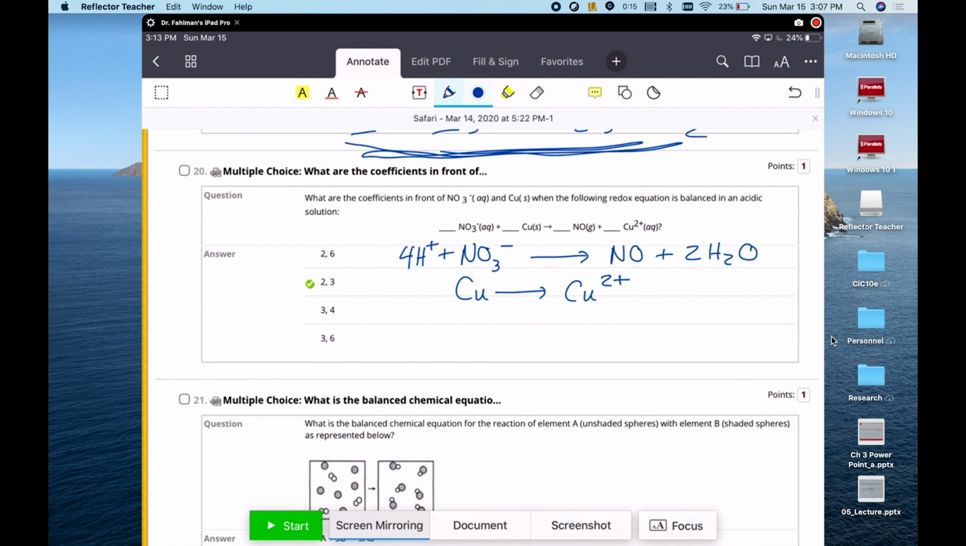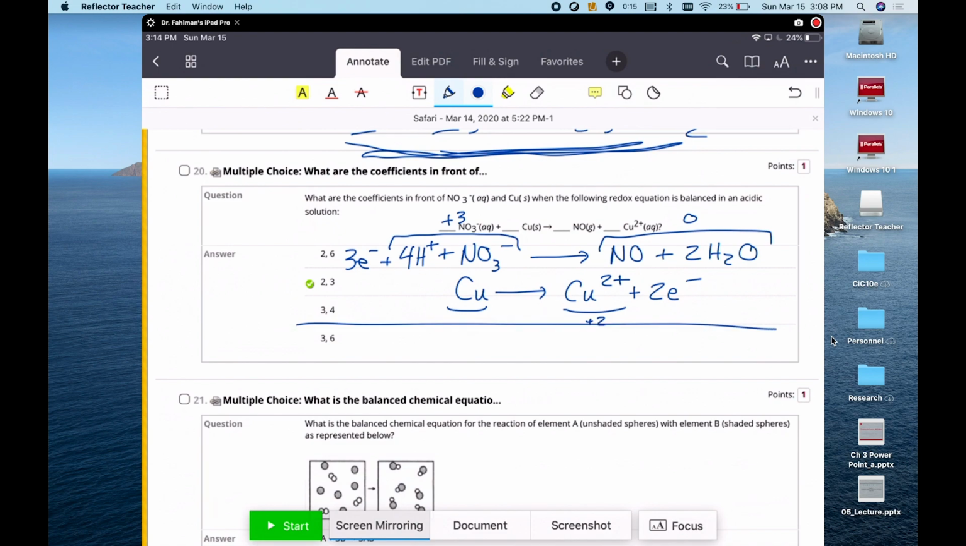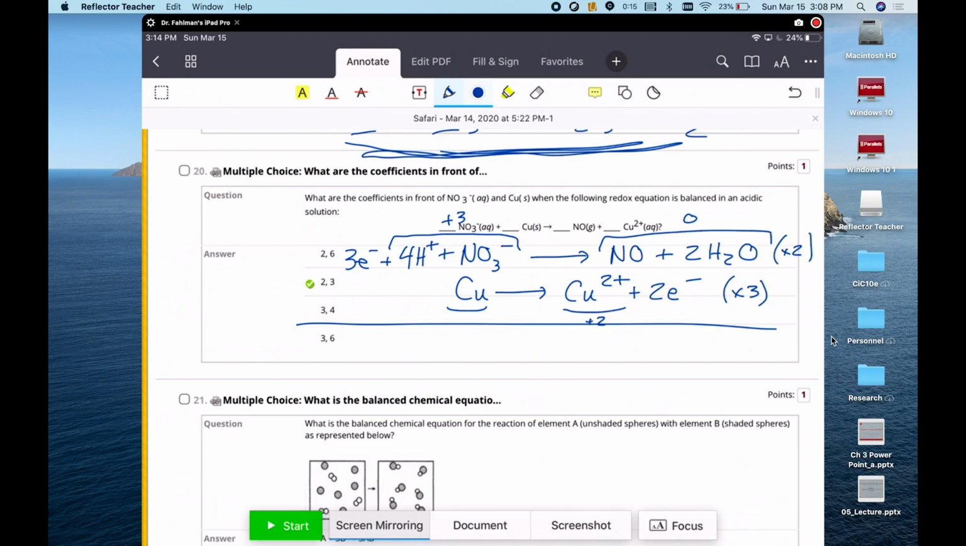For the top one, this whole side, you have 4 minus 1, so that's going to be a plus 3 overall. This is neutral. So we're going to have to add 3 electrons over here. On this side, this is neutral, whereas this is plus 2. So we're going to have to add 2 electrons over here. Then we're going to have to multiply this one by 3, this one by 2. Let's do that.